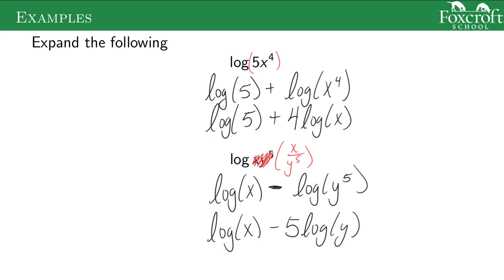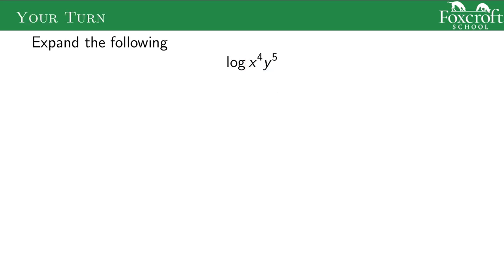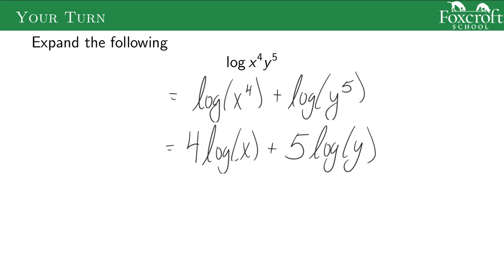All right, so when you're expanding logs, break up the multiplication and division first. Sorry, not addition and subtraction, the multiplication and division first. That turns into addition and subtraction, and then any exponents bring out to the front. All right, so here's one for you to try on your own. Log of x to the fourth, y to the fifth. And here's the answer. You get 4 log of x plus 5 log of y.